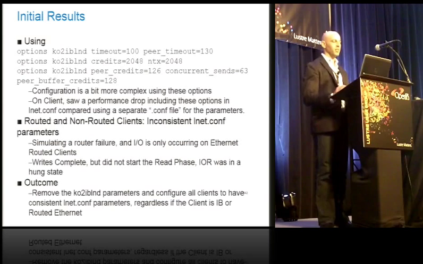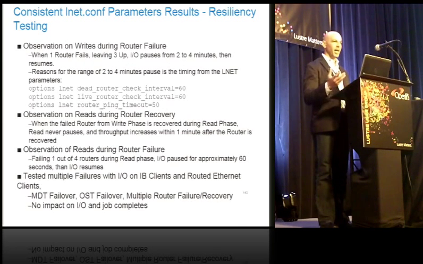So the next phase of testing I did was remove ko2iblnd everywhere in my configuration and provide a consistent LNet configuration across IB and Ethernet clients and retest. When I did that, it solved the issue that I saw with IOR where the read phase would not start. In this configuration, the write phase completed, the read phase started and completed with no issue. So I thought that was an interesting fact to look at.